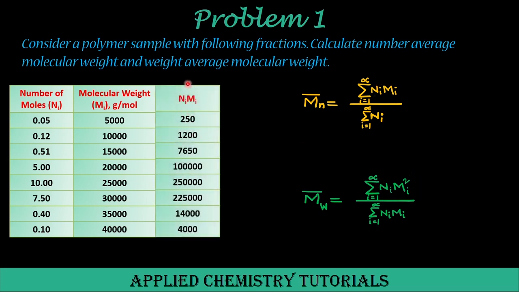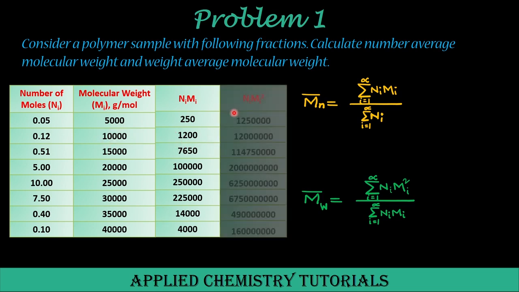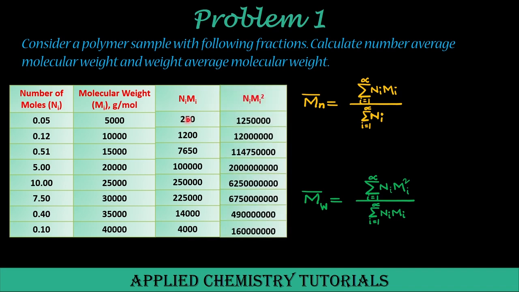So we can calculate NiMi by multiplying Ni with Mi. So 0.05 multiplied by 5000 and we'll get 250. For the next fraction, 0.12 multiplied by 10,000, we can get 1200, and so on. For the NiMi square, we can multiply NiMi with Mi. 250 multiplied by 5000, we can get 1,250,000. Similarly, we can calculate for the rest of the fractions.